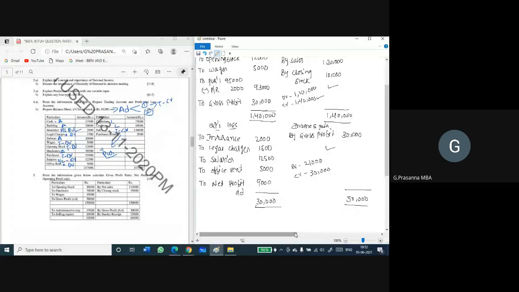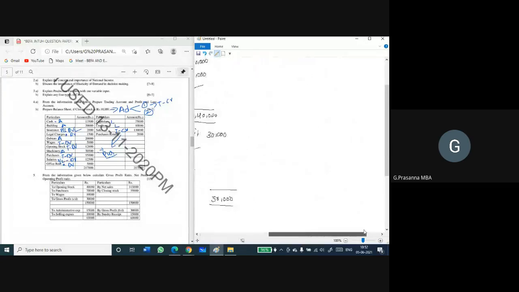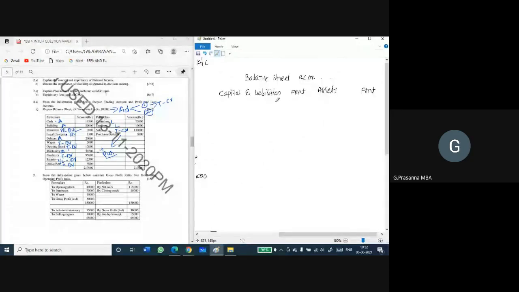Let's move here. In order to prepare the balance sheet, this is the format: capital and liabilities with amount on the left hand side, assets and amount on the right hand side. First we will check from the sequence, because whenever you post entries, check from the starting onwards. If not, you will miss entries. So first, cash is there. Cash is an asset.